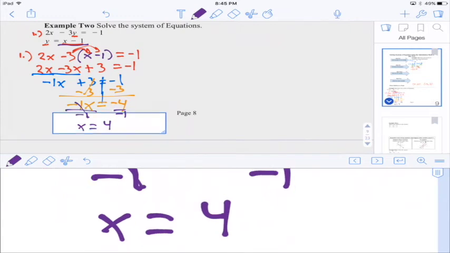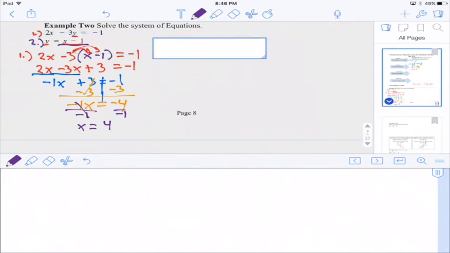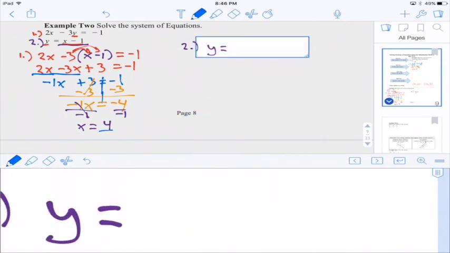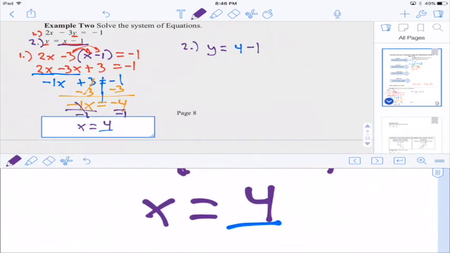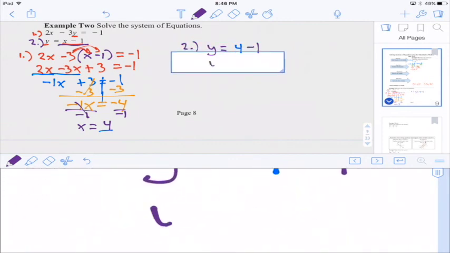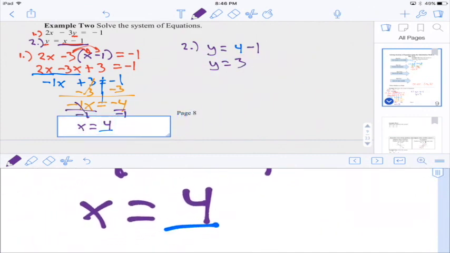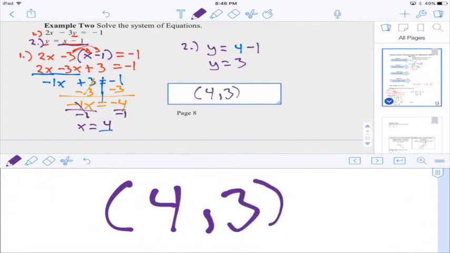Now I'm going to plug that x value back in to either equation. It doesn't really matter. I'm going to plug it back into equation 2 because it'll be a little easier to find my y. So I have y equals, instead of x, I'm going to put 4. So 4 minus 1. See how I used that exact same equation, but I substituted 4 in for x. So y equals, well, 4 minus 1 is 3. So my solution is 4, 3, and I'm going to write it as a point. 4, 3, right? Remember, x, y.